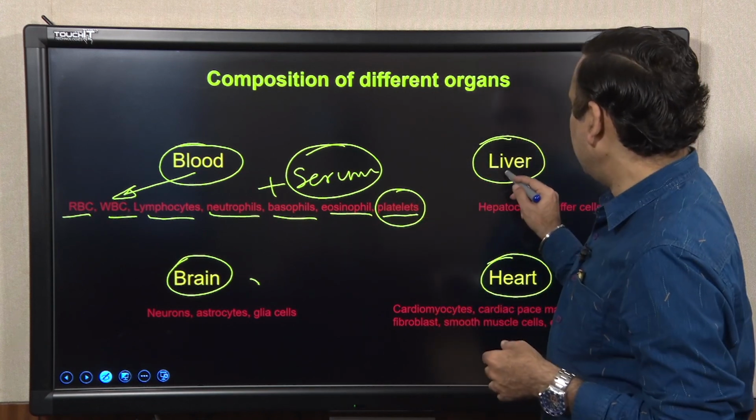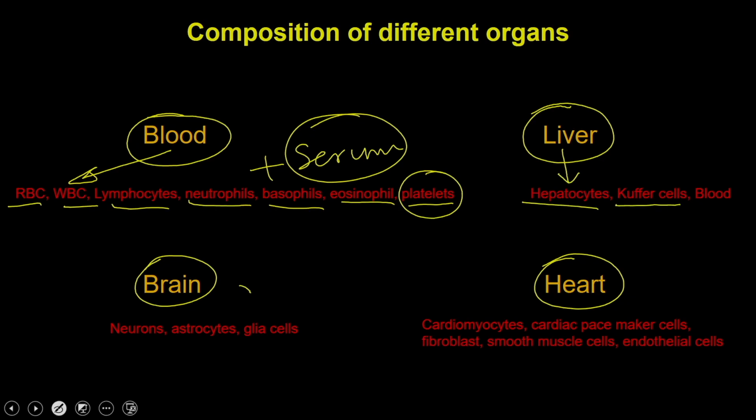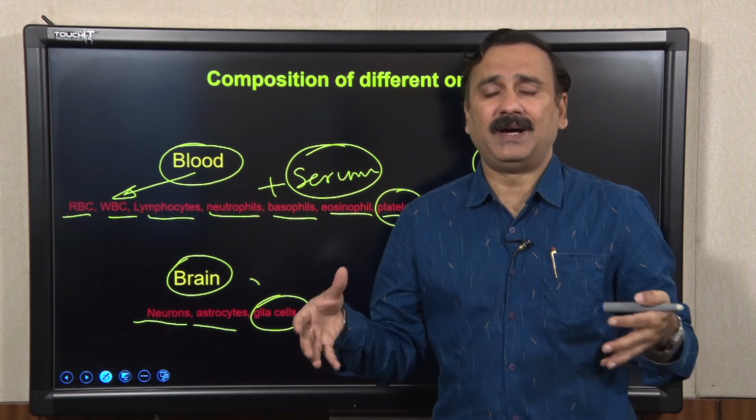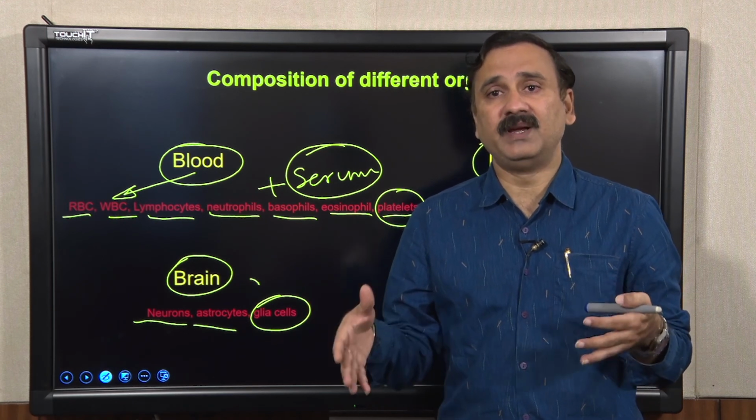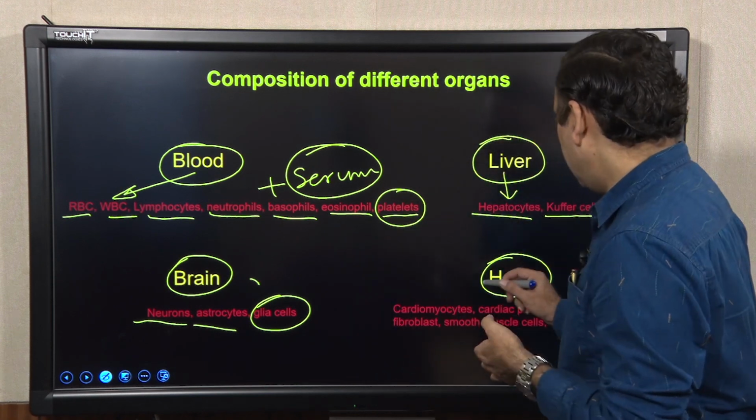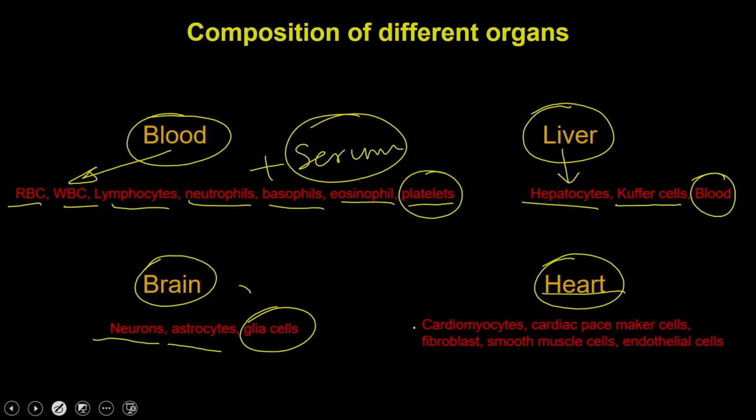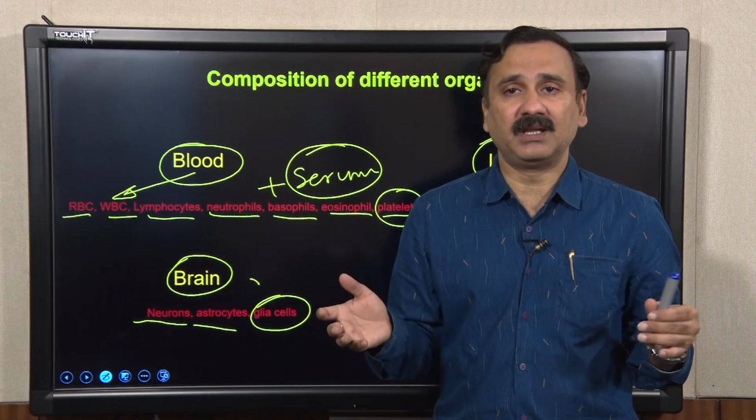Like for example, in the liver you have the hepatocytes, you have the Kupffer cells, and the liver also has an extensive supply of blood, so you are also going to have the blood cells. Similarly, in the brain you have the neurons, astrocytes as well as the glial cells. Apart from that, you might also have some fibroblasts and macrophages and other kinds of cells. And talking about the heart, you can have the cardiomyocytes, the cardiac pacemaker cells, fibroblasts, smooth muscle cells, and endothelial cells, which are responsible for making the arteries as well as the veins.